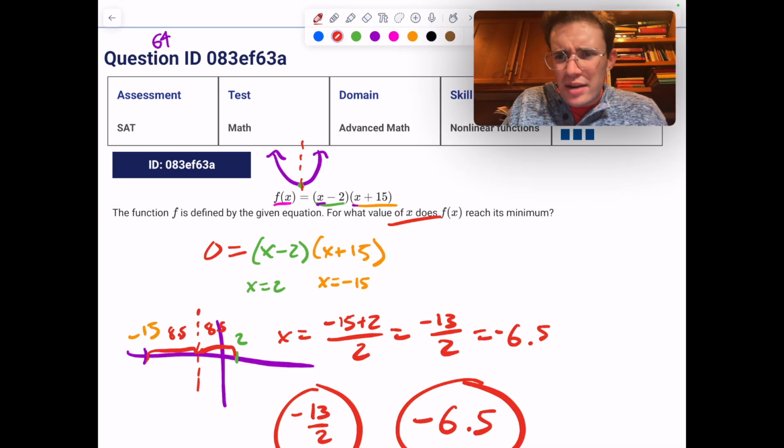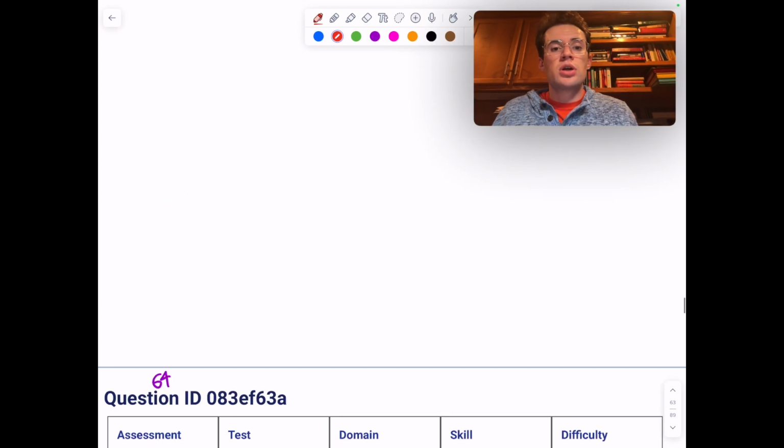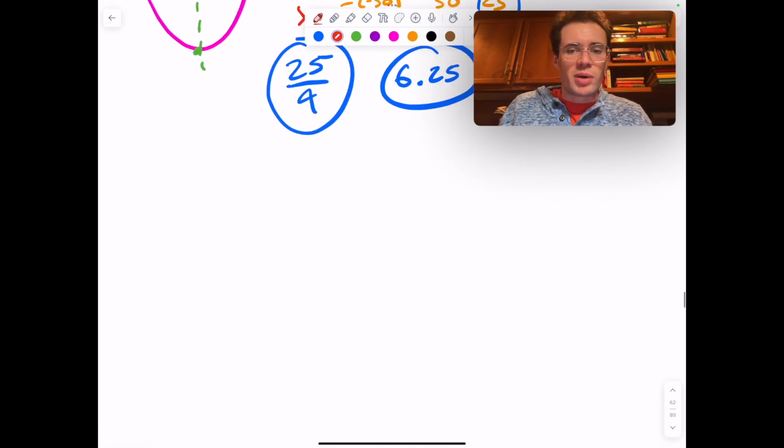They had a lot of stuff with factored form here, factored form for quadratics and for cubics. So just make sure that you understand how to use factored form to find the zeros. And then if it's a quadratic, how you can use those zeros to find the axis of symmetry. It's just the midpoint of those zeros. So that will help you with a lot of these questions. Here's the other one, factored form for a cubic.